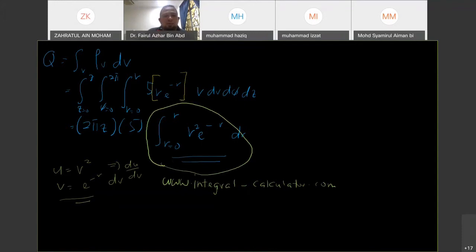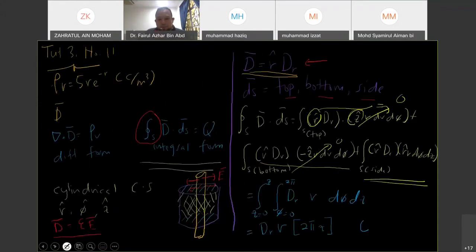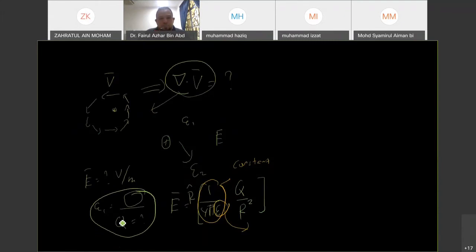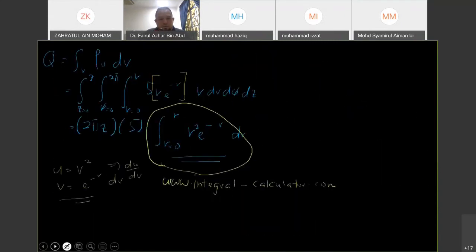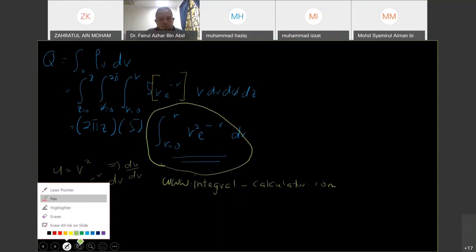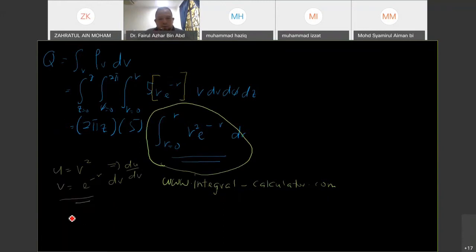Okay. Then after that, once you get this one, there are friends who suggested the integral calculator. So once you get this one, then you just put it together again. So 2 pi zr dr. On our left side we have dr dot r 2 pi z. Okay, 2 pi z is equal to the solution of this.